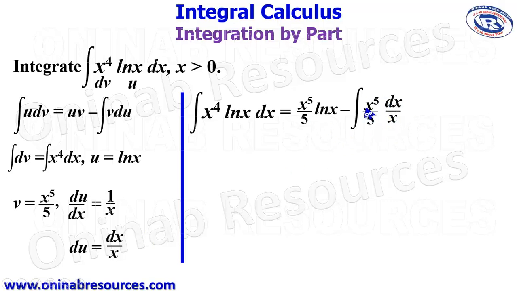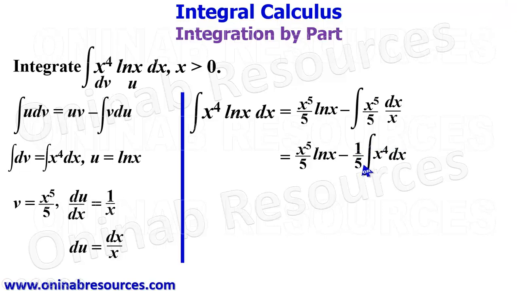We simplify this. So simplifying this, we have x raised to power 5 over 5 ln x, then minus, the 1 over 5 here now will come outside the integral. So x raised to power 5 divided by x will give us x raised to power 4 dx. This is the part now we're going to integrate and then we finalize our results.